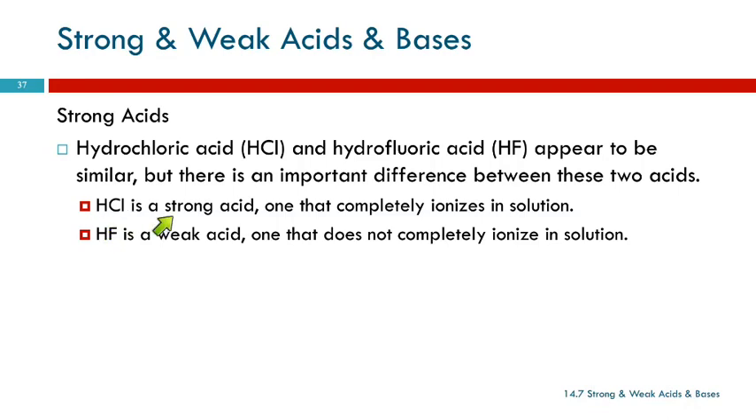HCl is a strong acid, which means that it is a strong electrolyte. When you put HCl into water, the hydrogen ions and the chloride ions separate completely. You don't have any intact molecules left. HF is a weak acid. So it ionizes somewhat. It does produce hydrogen ions. It is an acid. But some of the molecules, in fact a lot of them, remain as HF molecules in solution.